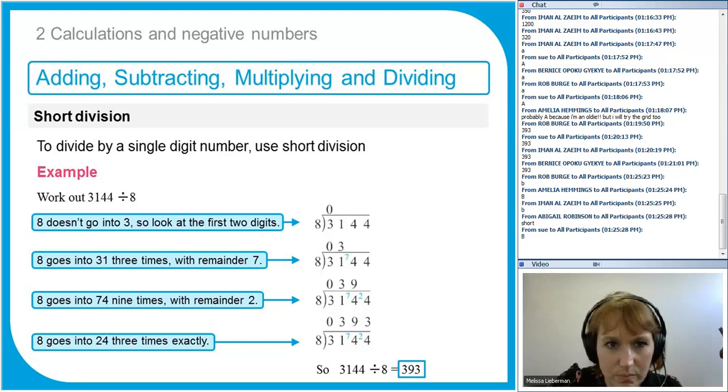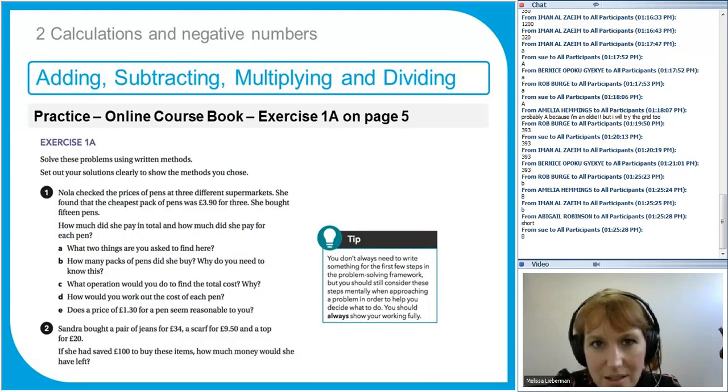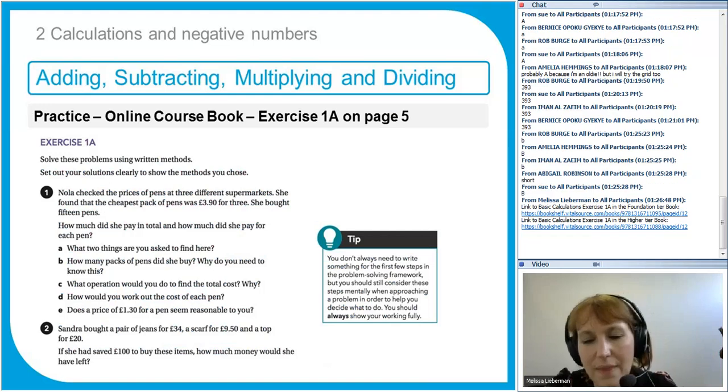Okay, so if you want some practice of some arithmetic questions, have a look at exercise 1A in your book on page 5. I'm going to give you a direct link to that page. If you're watching the recording, you can stop now if you want, or go straight on to negative numbers, which I'm going on to next. So here is, I'm going to link to both exercise 1As in both the higher tier and the foundation tier book. They're almost identical. Have a look at them.